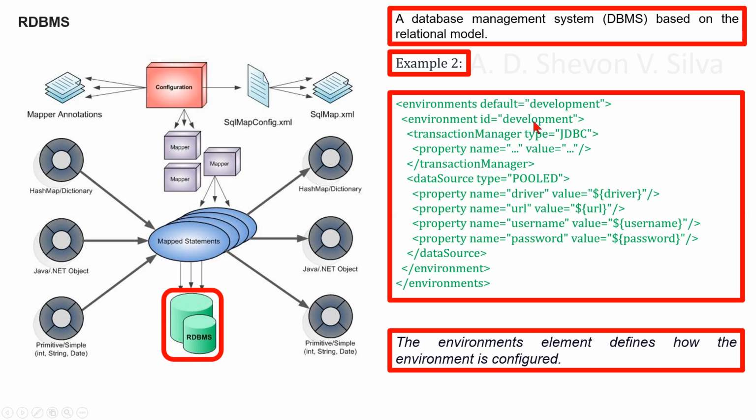The transaction manager configuration, type equals JDBC here. Data source configuration, type equals pooled. The default environment and the environment IDs are self-explanatory. Name them whatever you like, just make sure the default matches one of them.